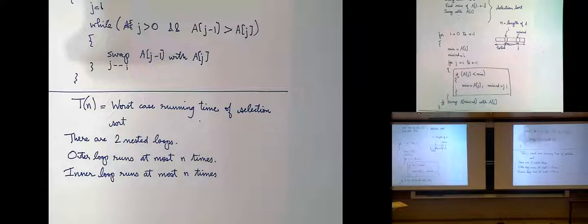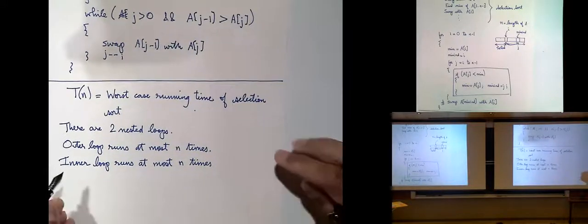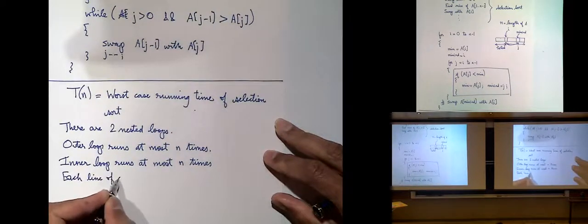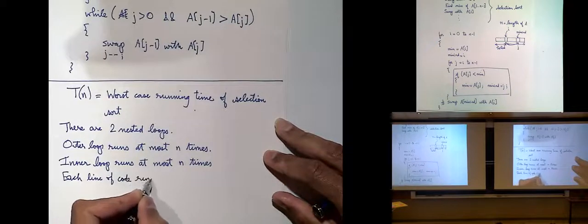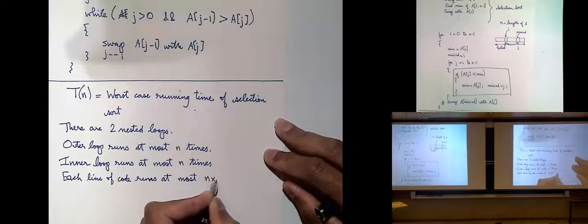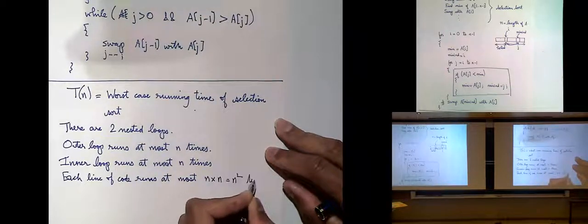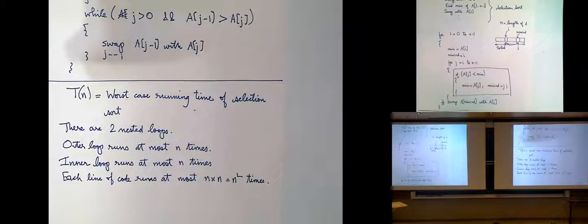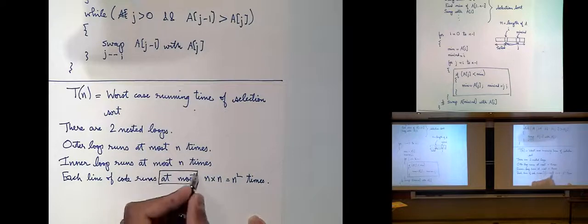So let me just write this. Inner loop runs at most n times. So each line of code runs at most n times n, equal to n squared times. That makes sense? The outer loop runs n times, the inner loop runs n times. So every line of code runs at most n squared times. Some of them run even less, but that's why there's an at most.